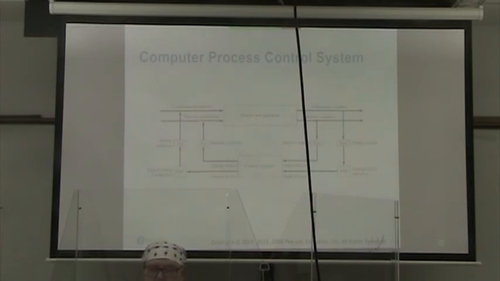The control computer has discrete actuators that then control the discrete parameters. The continuous variables also have sensors that are analog sensors. They go to an analog digital converter into the control computer. Output from the control computer goes to a digital analog converter. We have analog actuators, and that goes to the continuous parameters.